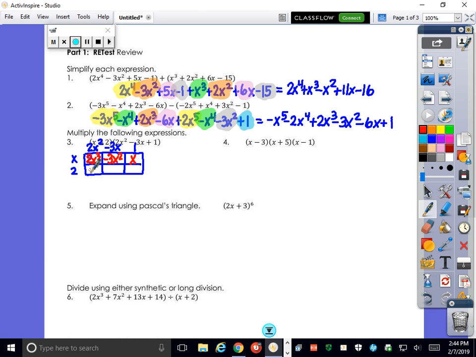2 times 2x squared is 4x squared. 2 times negative 3 is negative 6x. 2 times 1 is 2. When we add everything together that is alike, we have like terms there, and we have like terms here. So when I add that all together, I'm going to get 2x to the third plus x squared minus 5x plus 2. And that would be your final answer.